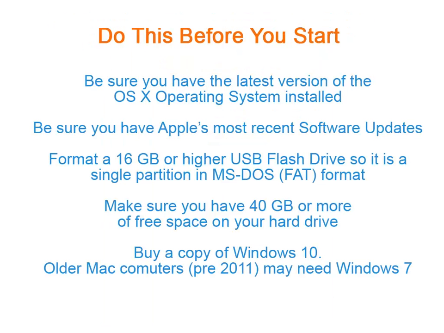Before you get started, you need to do these 5 things. First, make sure you have a copy of the latest Windows operating system, such as Yosemite. Second, make sure you have all the latest updates. Third, format a 16 gigabyte or larger flash drive. Fourth, make sure you have 40 gigabytes or more of free space on your computer. And fifth, make sure you have a copy of Windows 10, or if you have an older computer, Windows 7.